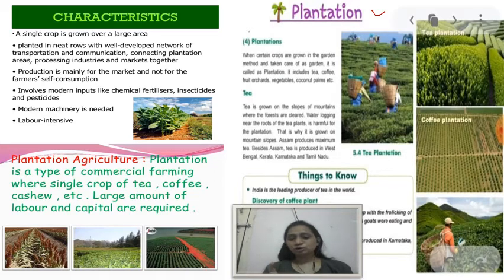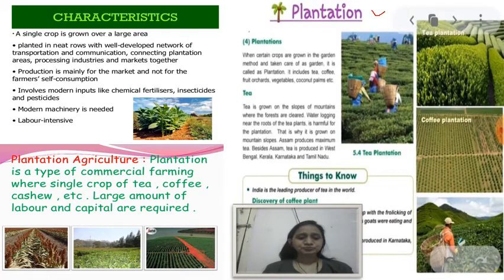When certain crops are grown in the garden method and taken care of as a garden, it is called plantation. It includes tea, coffee, fruit orchards, vegetables, coconut, palms, etc. ये सारी चीज़ों जैसे कि टी है, कॉफ़ी है, फ्रूट्स हैं, बहुत सारी वेजिटेबल्स हैं, इन सबको जब हम फील्ड में गार्डन की तरह प्रोड्यूस करते हैं, then that is known as the plantation.